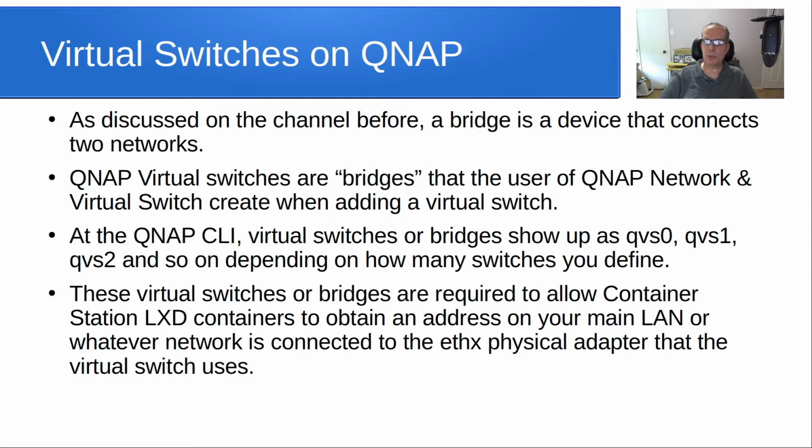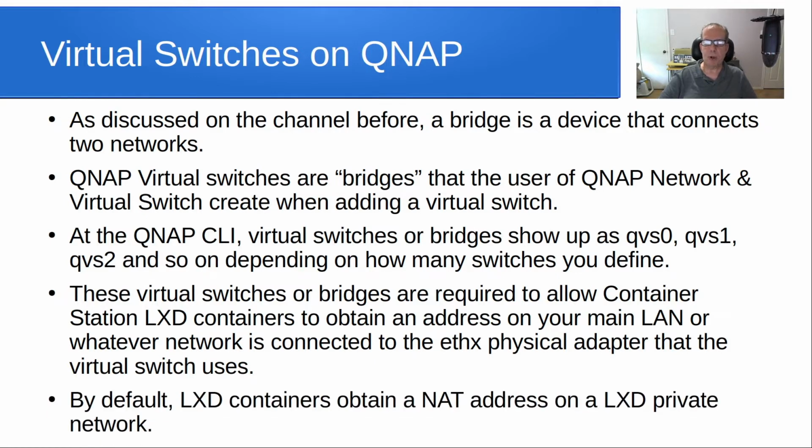So these virtual switches or bridges are required to allow Container Station LXD containers to obtain an address on your main LAN, or whatever network is connected to the ETH physical adapter that the virtual switch uses. By default, LXD containers obtain a NAT address on a private LXD network, just like if you use a Docker container, Docker by default gains an address on a private Docker network. And one of the things I focused on the channel before is how to take those containers and offer them out on your main LAN.